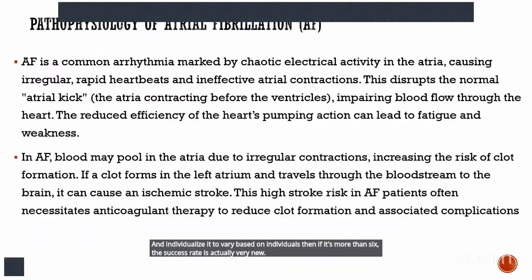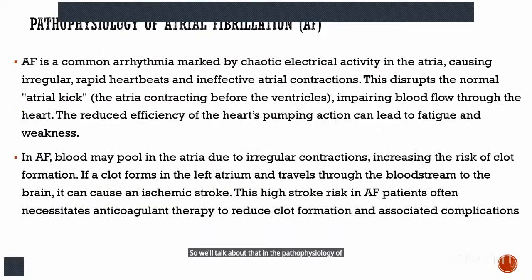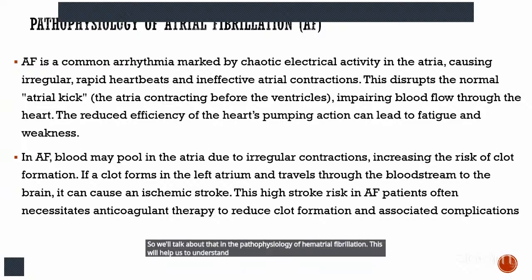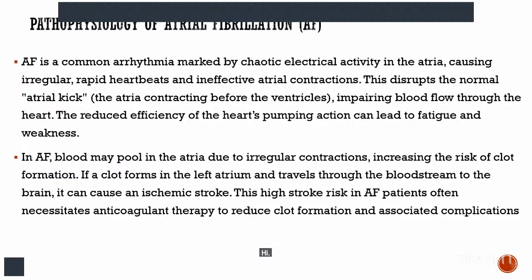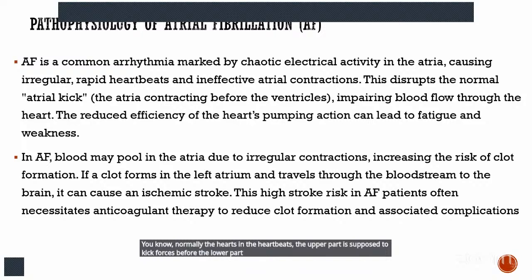So we'll talk about the pathophysiology of atrial fibrillation. Understanding the pathophysiology will also help us to understand how anticoagulants work. Normally in the heartbeat, the upper part is supposed to kick first before the lower part. That's the atrium kicking first before the ventricle. When someone has atrial fibrillation, it disrupts this process and it doesn't kick very well. That's known as the atrial kick.